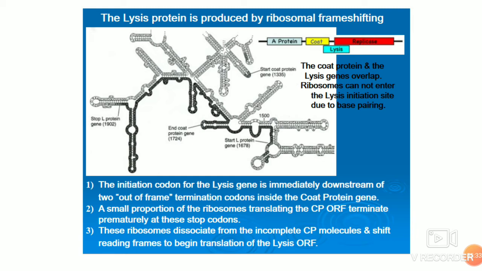The next protein which has to be synthesized is the lysis protein. The initiation codon for the lysis gene is immediately downstream, but it is out of frame with a termination codon inside the coat protein gene. A small portion of the ribosomes translating the coat protein ORF terminate prematurely at these stop codons. So these ribosomes dissociate from the incomplete coat protein molecules and shift the reading frame to begin the lysis ORF.